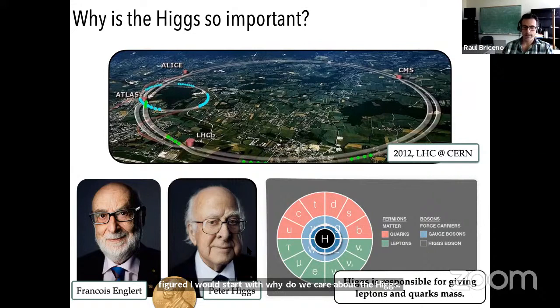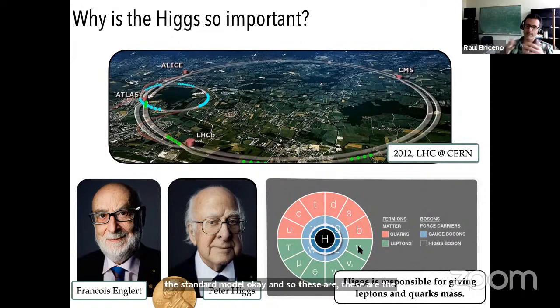Well, so the Higgs is named after Peter Higgs, and it was also predicted by other folks, including Francois Englert. The Higgs is quoted to be the particle that is responsible for giving mass to other particles in the Standard Model. Okay, and so these are the particles that we know exist in the Standard Model.